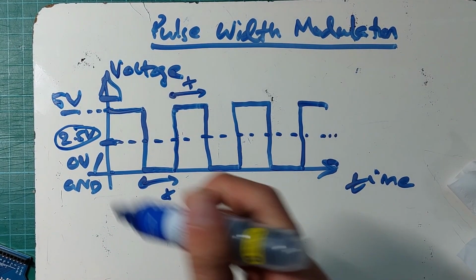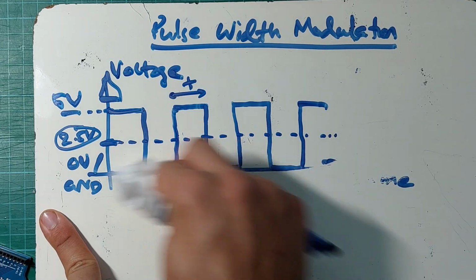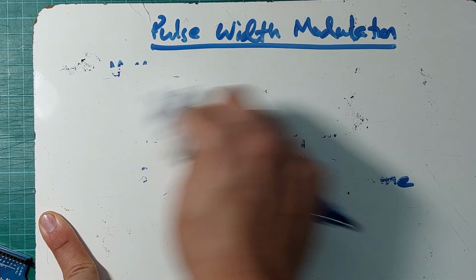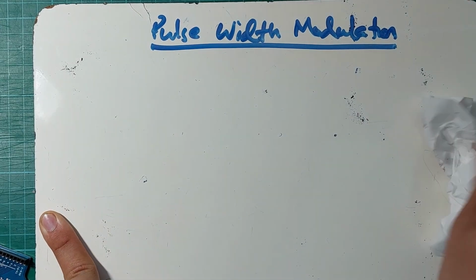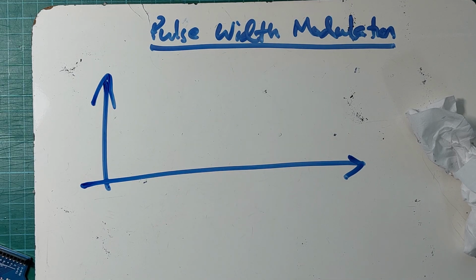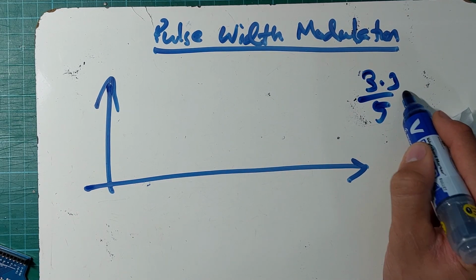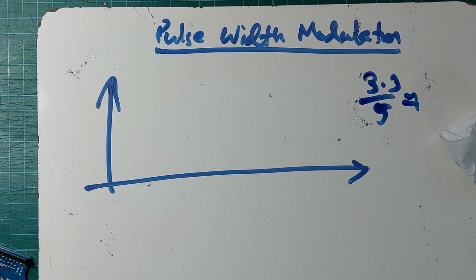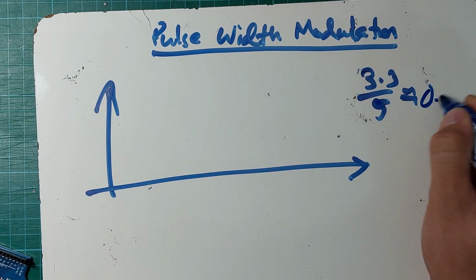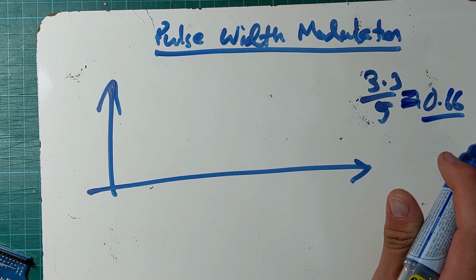So what if I wanted to create a voltage that was somewhere in between 5 volts and 0 volts, but not exactly 2.5 volts? Let's say I wanted to create a voltage that was 3.3 volts from 5 volts. Well, we could use the same idea. So what is 3.3 over 5? It is about 0.66. Should have been able to get that, but I can never trust myself. Okay, so actually it's not approximately, it's equal to 0.66.